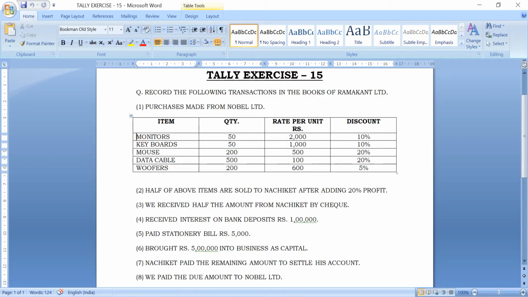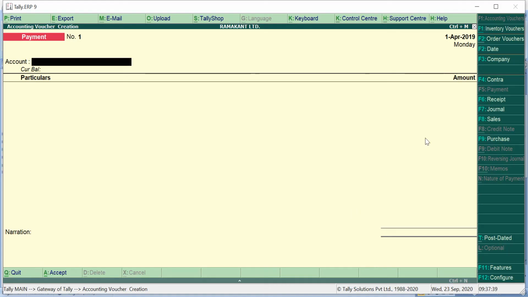Let us take up the first transaction. We have the list of 10 transactions. Purchases made from Noble Limited. It's the transaction of purchase. So select purchase or F9.